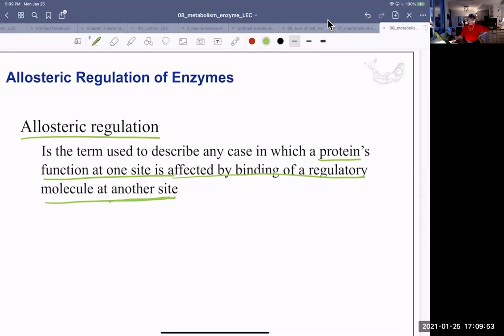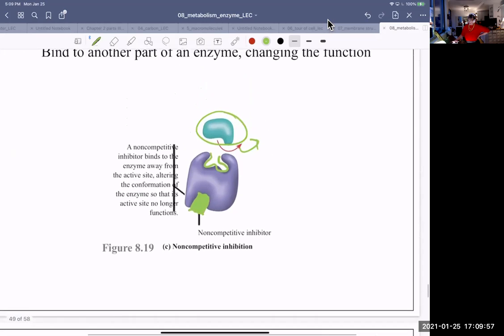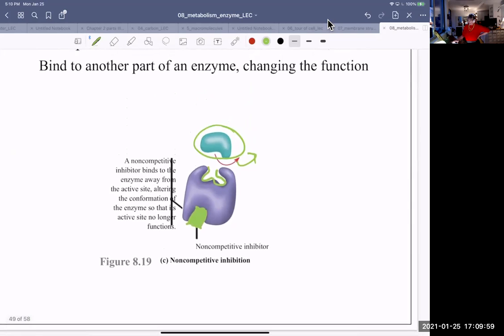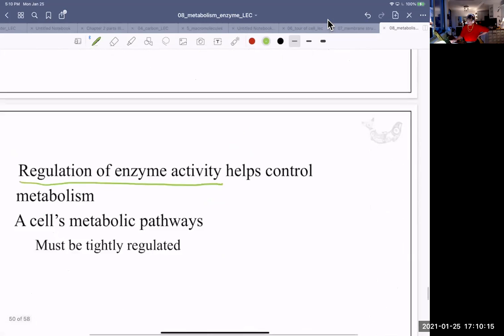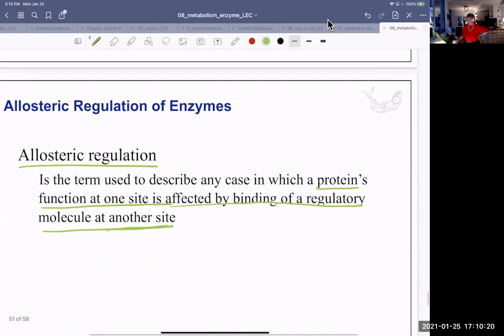So an allosteric regulation would be this kind of competition. So if this enzyme has made loads of product, it's time to stop, then this non-competitive inhibitor will bind here. This is a site away from the active site. And that's what we mean by allosteric regulation.